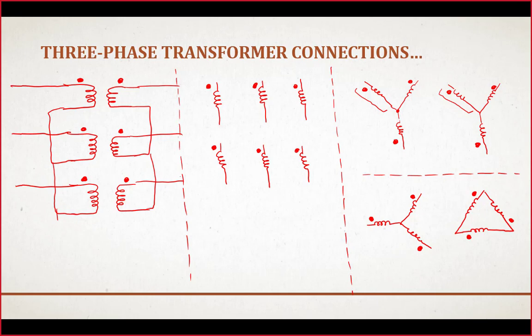Now the current here, which is flowing into the dotted end on one side, will produce its replica on the other side, which is flowing out of the dotted end. These two are exactly in phase with each other. The same is the case over here, and the same is for the third phase.